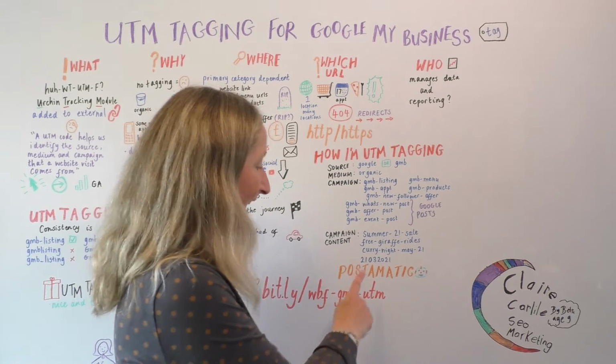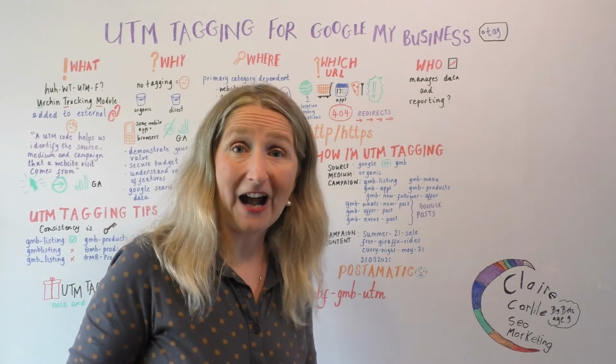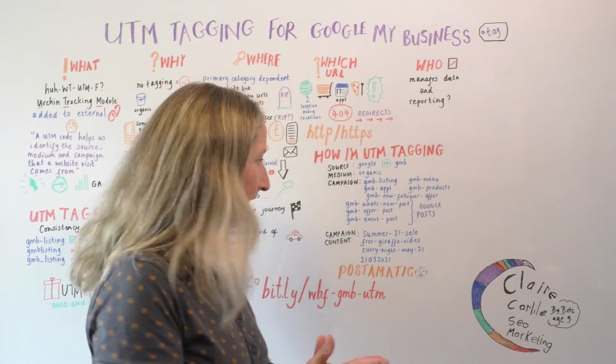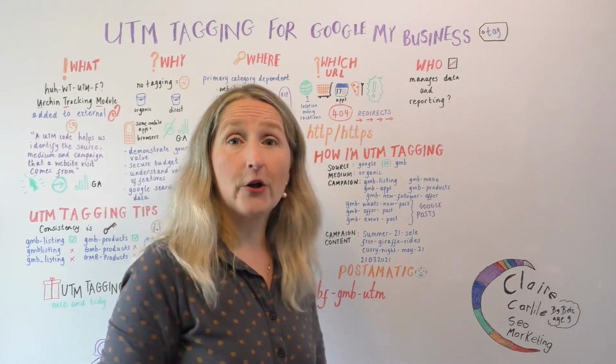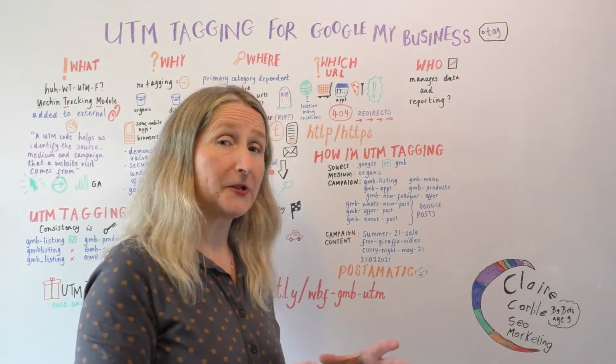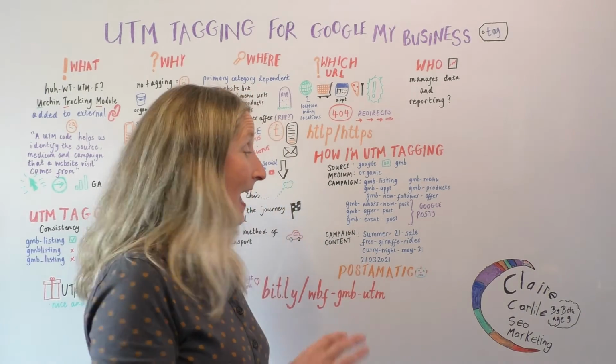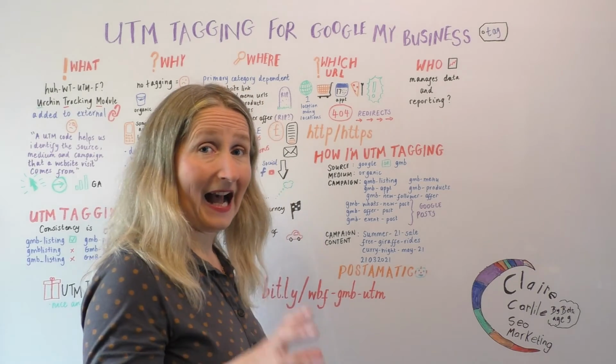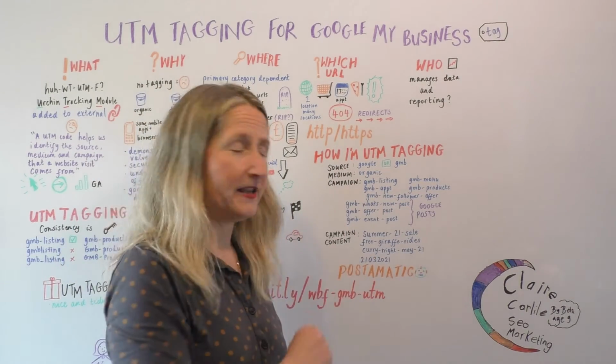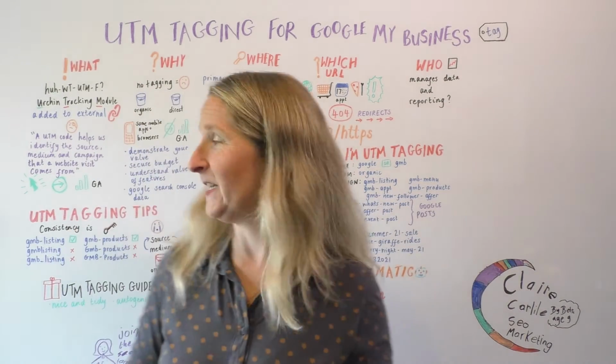So a top tip is, if you're using posts, you have access to posts, I hope you're using them, then using a Google Sheets add-on called Postomatic, which is brilliant. It allows you to schedule your posts, and it also automatically adds UTM tagging within this format, so it's very much recommended.